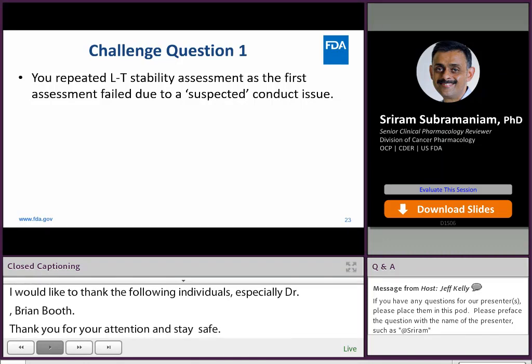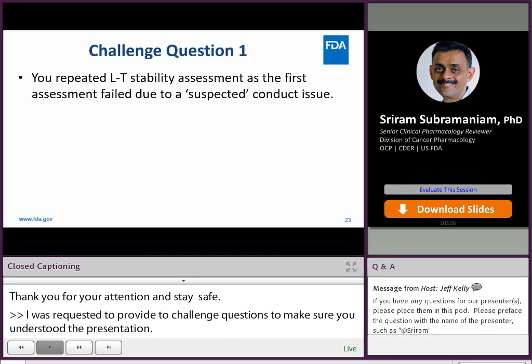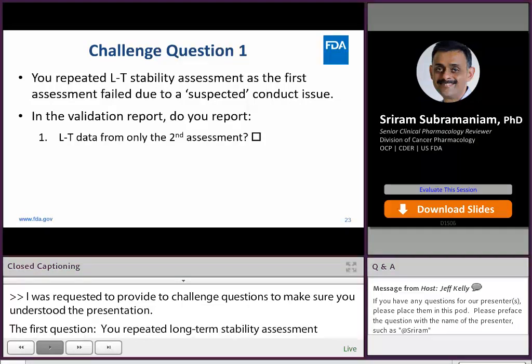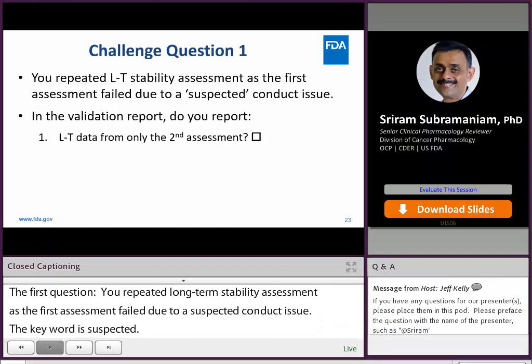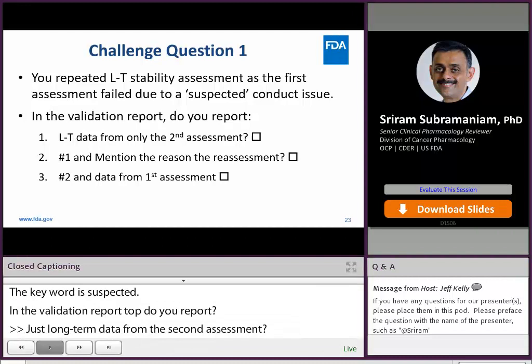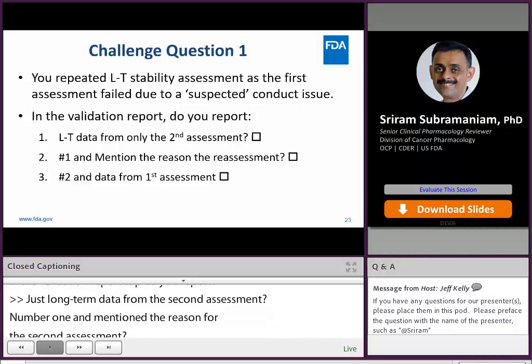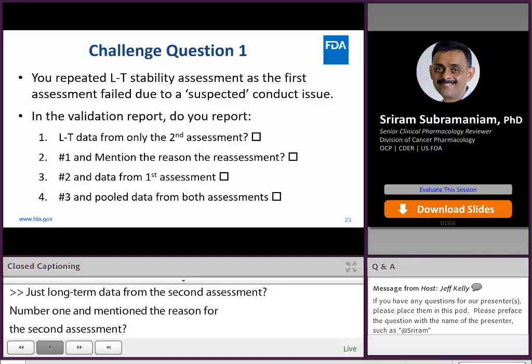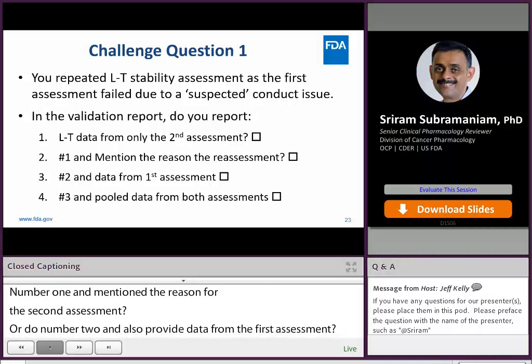So the first question is, you repeated long-term stability assessment as the first assessment failed due to a suspected conduct issue. Here the key word is suspected. So in the validation report, do you report just the long-term data from the second assessment, or you report long-term data from the second assessment and mention the reason for the second assessment, or you do number 2 and also provide data from the first assessment, or you do all of the 3, number 1, 2, and 3, and also provide pool data from both assessments. So I'll give you like 20 seconds.